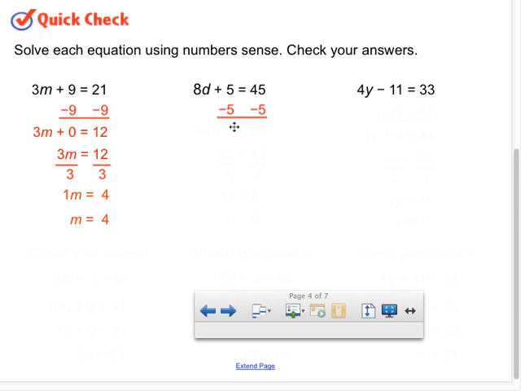Right, so 8D plus 0 equals 40. And then that's just going to be 8D. And then what? And then divided by 5. There's no 5 here. Where's 5? Divided by 8. Divide by 8, very good.